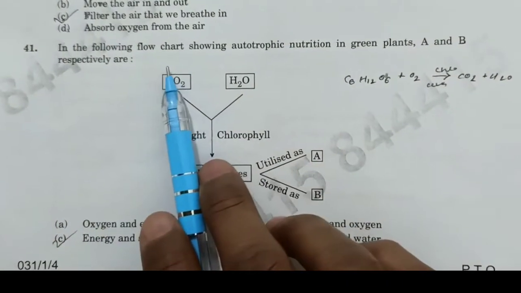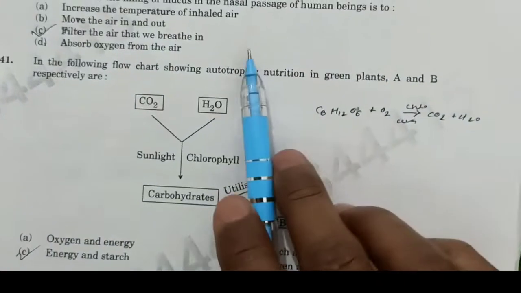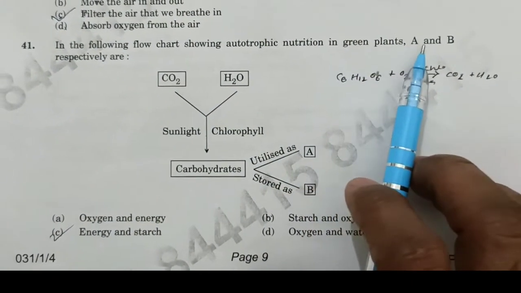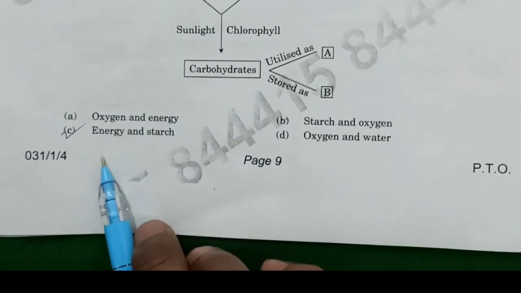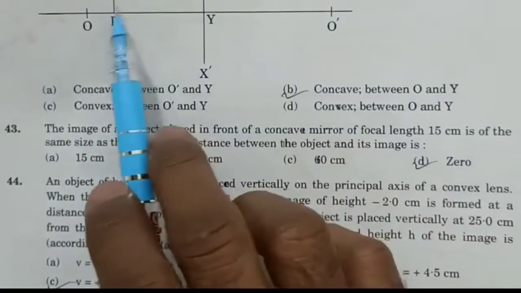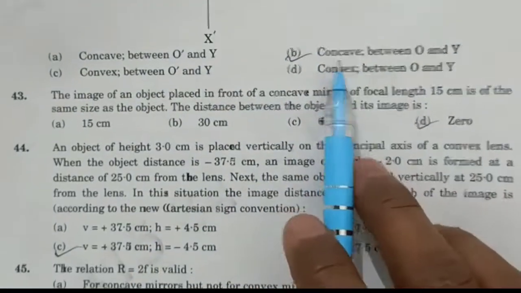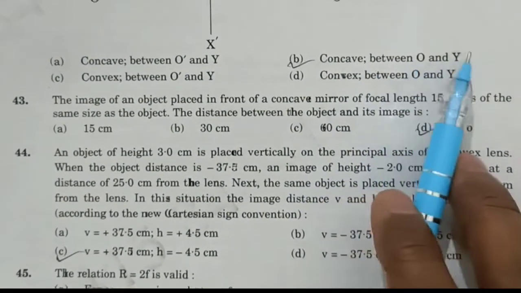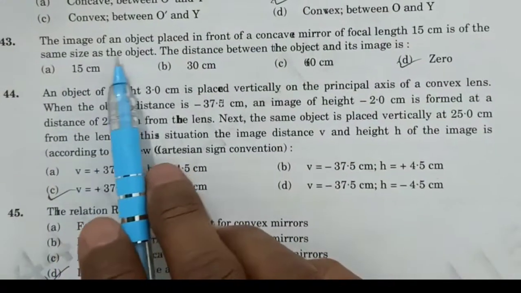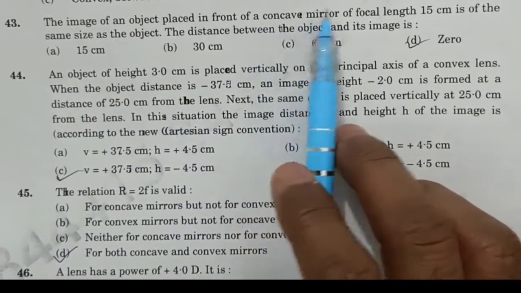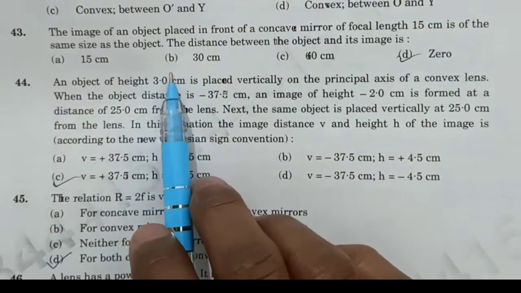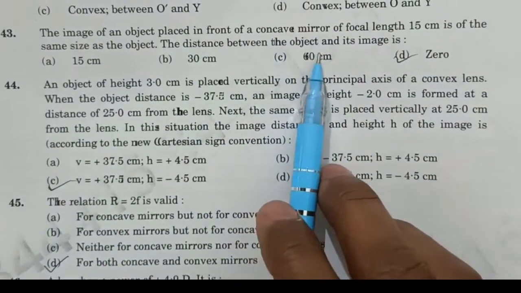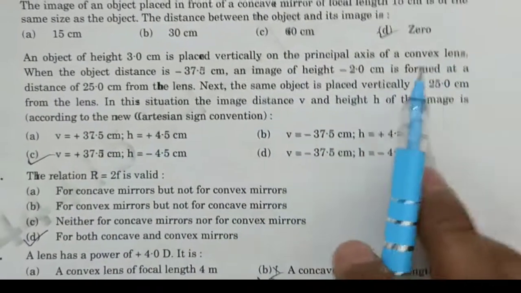Now 41, in the following flow chart showing autotrophic nutrition in green plants A and B respectively are, so its answer is C, energy and starch. Okay, question number 42, its answer is B, concave between O and Y. Now question number 43, the image of an object placed in front of a concave mirror of focal length 15 cm is one of the same size as the object. The distance between the object and its image is, D, answer 0.